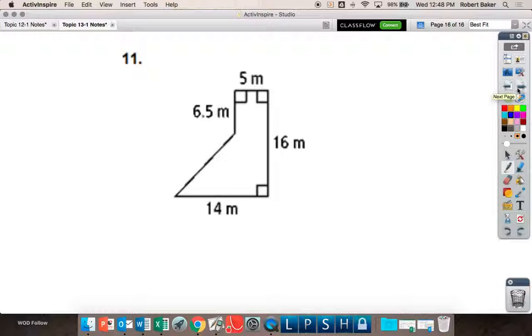You have to do base times base, and then the other shape is a trapezoid. Well, we don't know how to find the area of the trapezoid yet, do we? No, that ain't till tomorrow.